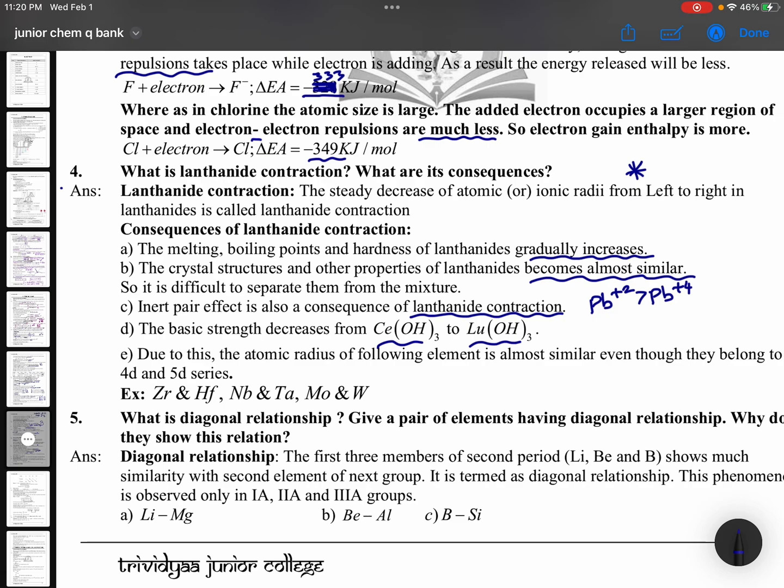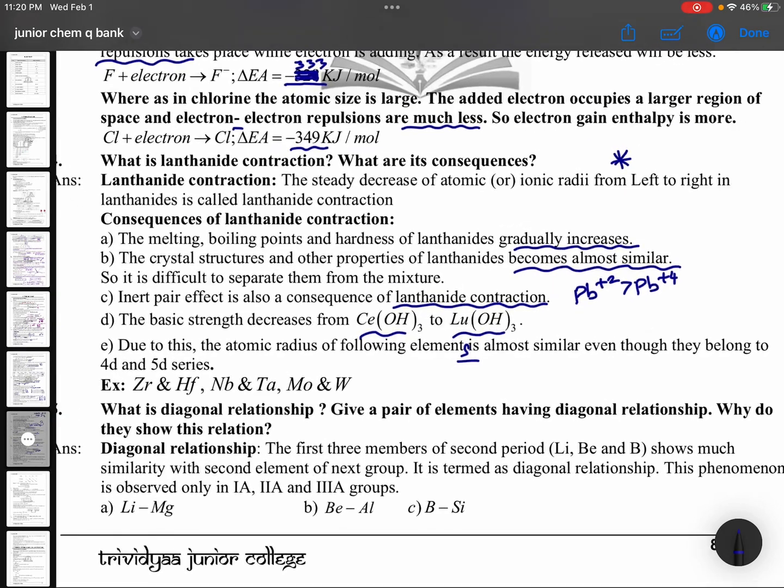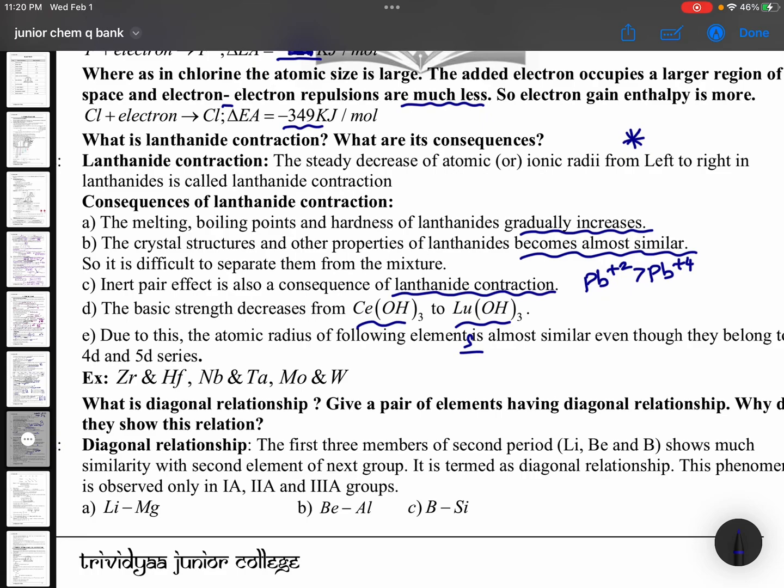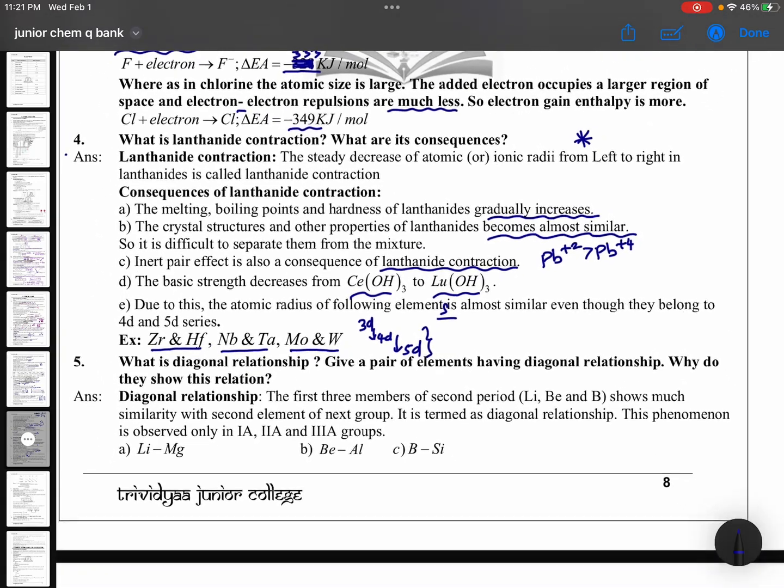Due to this, the atomic radius of the following elements is almost similar even though they belong to 4d and 5d series. Zirconium hafnium almost same, niobium tantalum almost same, molybdenum tungsten almost same. Generally 3d to 4d radius increases, 4d to 5d also radius should increase, but here 4d and 5d radius is almost the same. The reason is lanthanoid contraction. 4 questions are over.